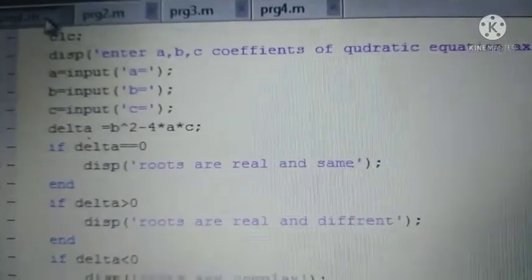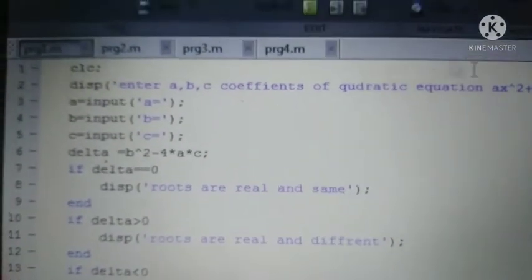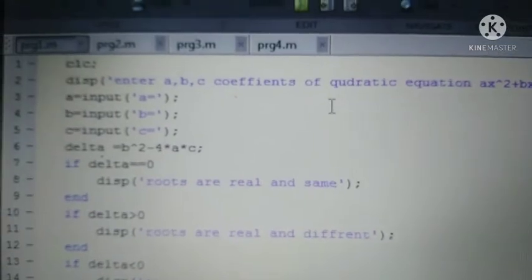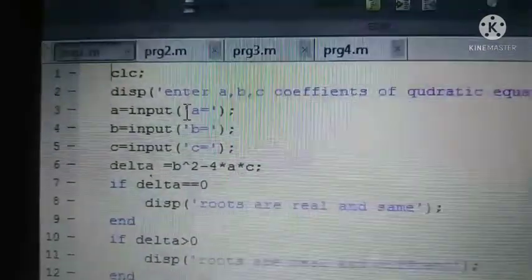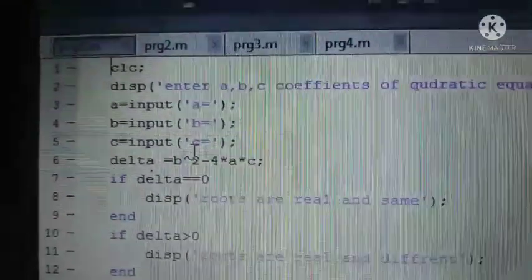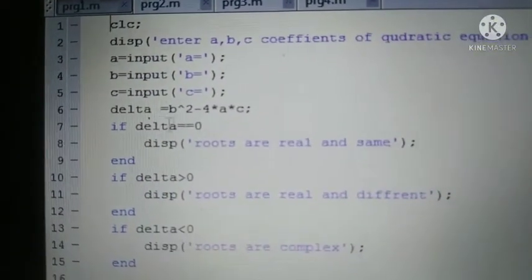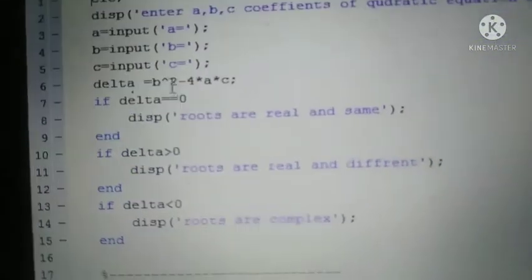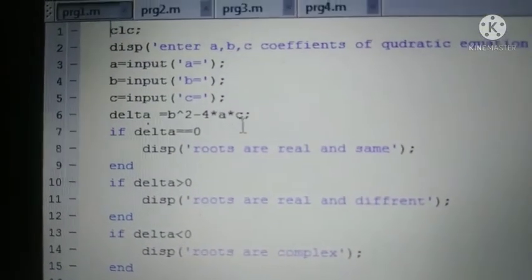Okay, so here we are calculating the value. First we are giving a statement to enter the values of ABC coefficients of a quadratic equation. Then we are taking the inputs A, B, C from the MATLAB command window. Now using these values we are calculating delta, B square minus 4AC. For 4AC, I have to write 4 star A into C.